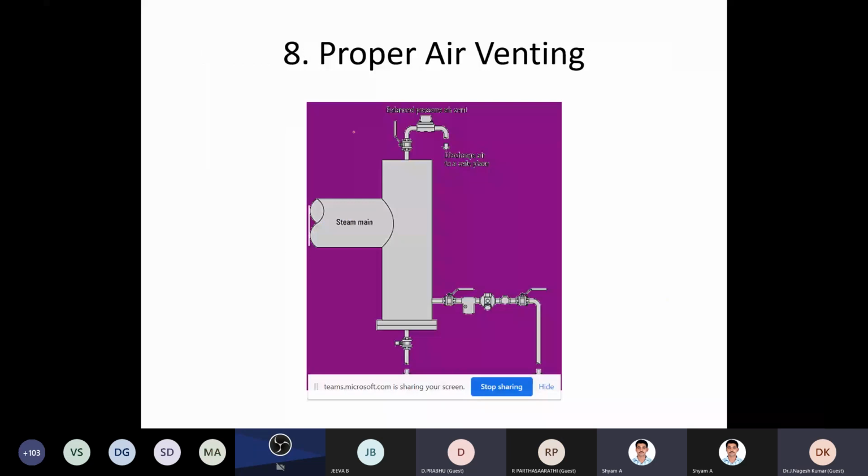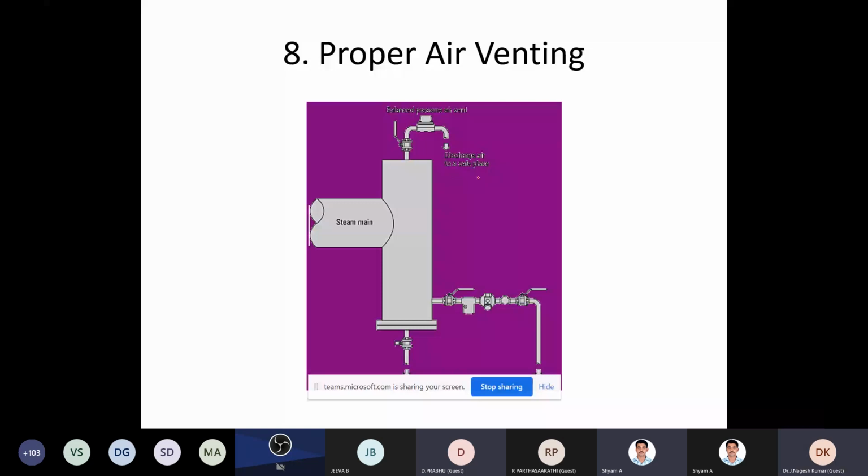This is air venting, an important comment, as we have seen how air can damage, in terms of showing a pressure which is not exactly the steam pressure, and also acting as a barrier to the heat transfer.